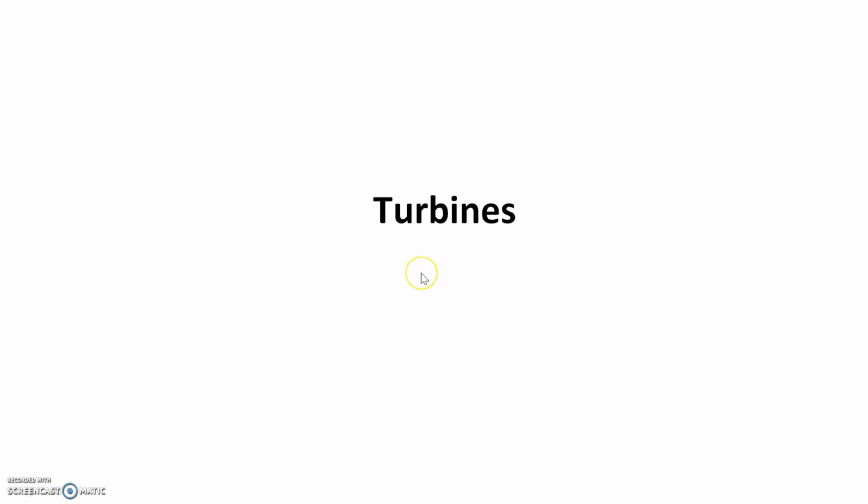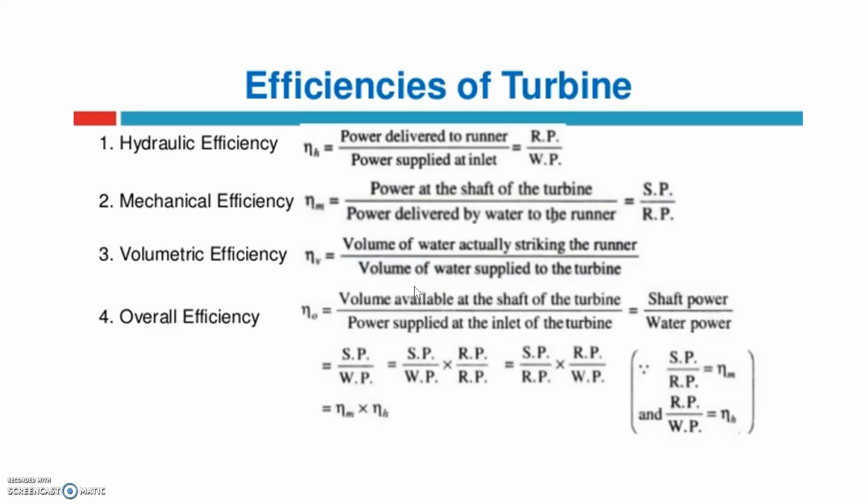Good morning. So, in the last video, we have seen the classification of turbines, right? Now, next we are going to see the efficiencies of the turbines. So, basically, when you talk about efficiency, what do you mean by efficiency? Output by input, generally, you call it as efficiency. Now, here, when you talk about turbines, you have got four different types of efficiencies.